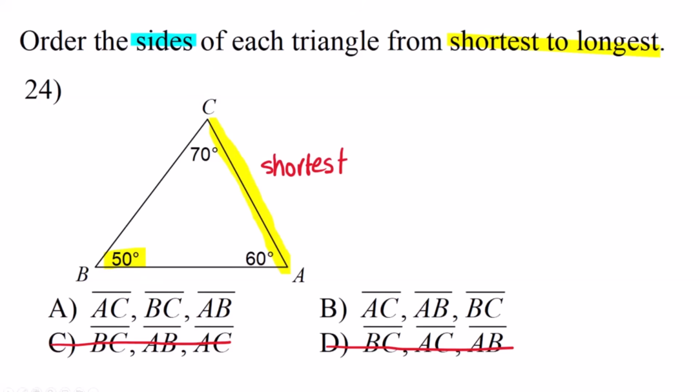I usually skip over the middle and go for the largest, so I'd skip the 60 and go to the 70. So the longest side is BA. That means the last thing in my list needs to be BA. Well, here's AB, that's the same thing. And this one says BC. That's no good. Our answer is A.